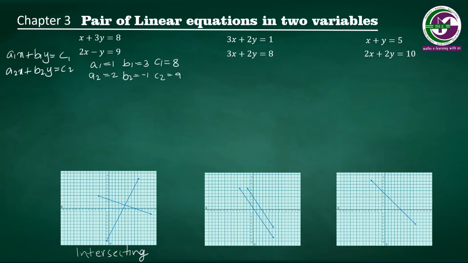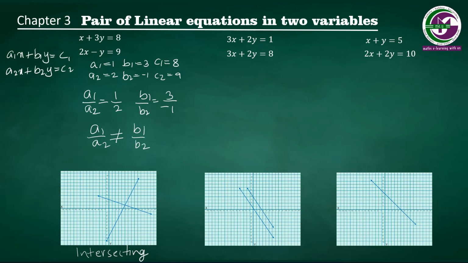So we'll find the ratio of each one. a1 by a2 equals 1 divided by 2, and b1 by b2 equals 3 divided by negative 1. They are not equal. So you can see that whenever the graph is intersecting, a1 by a2 is always not equal to b1 by b2.